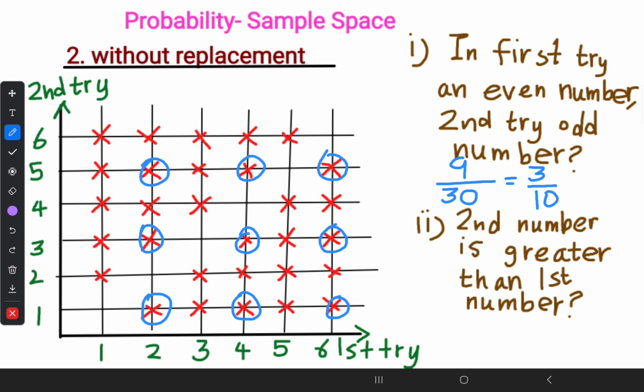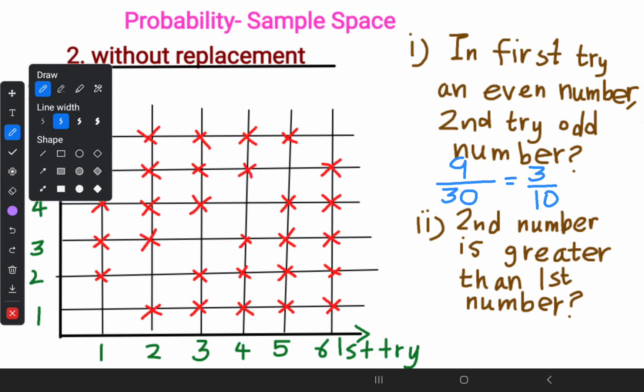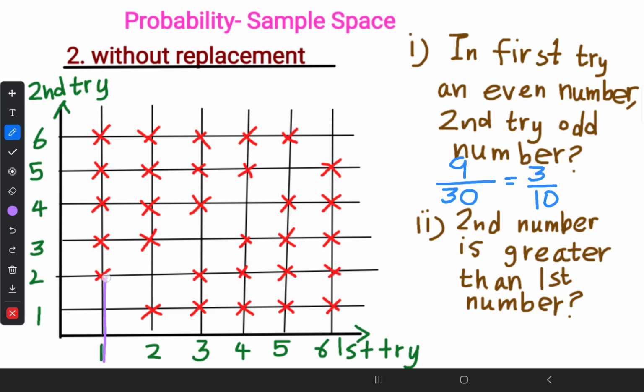In that, the second number is greater than the first number. We will check that. In first try 1, second try 2. 2 is greater than 1. We need this. Yes, 3, 1. In first try 1, second time 3. This is greater than 1. 4 is greater than 1. 5 is greater than 1. 6 is also greater than 1.